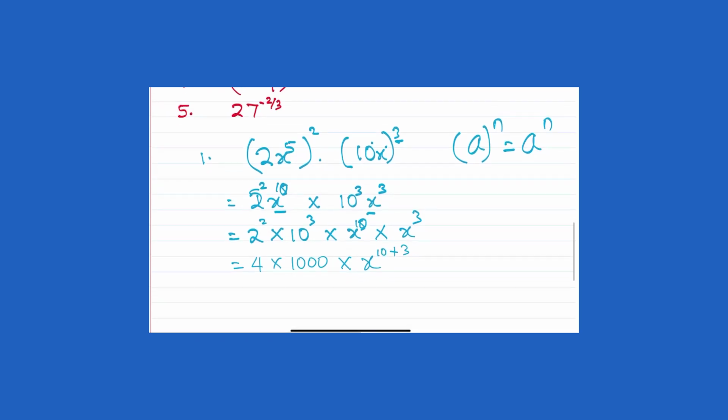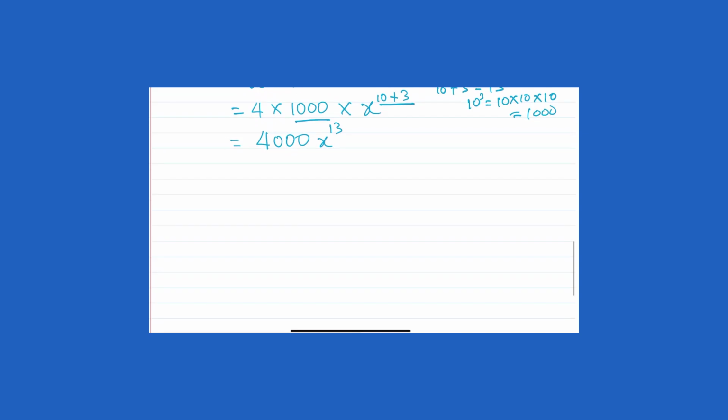And when we add that together, it becomes 4000, and then we have x to the power of 13. So you add this together, 10 plus 3 will give us 13. And 10 to the power of 3 is 1000. 10 times 10 is 100, times 10 is 1000. So that's how we arrive at those values that we have here. And we go to question number 2.